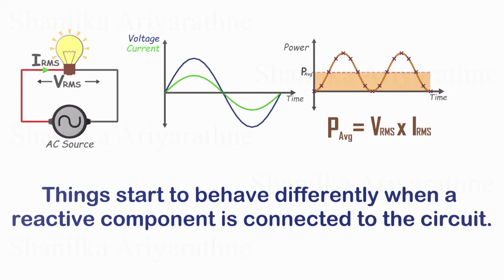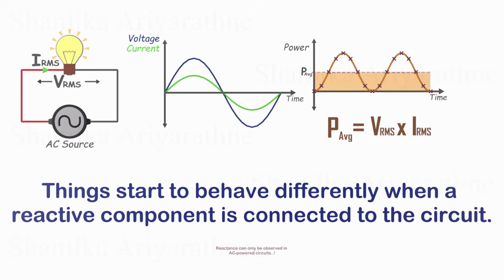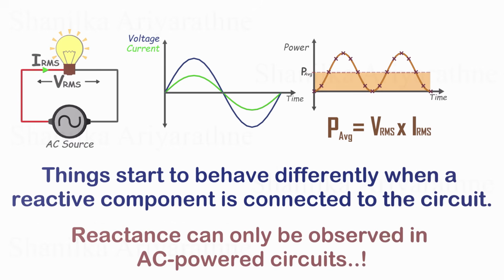Things start to behave differently when a reactive component is connected to the circuit. It's important to note that reactance can only be observed in AC-powered circuits. For a more in-depth understanding of reactance and resistance, check out our dedicated video. I'll provide the link in the description.